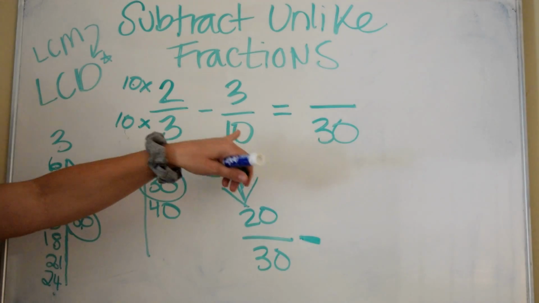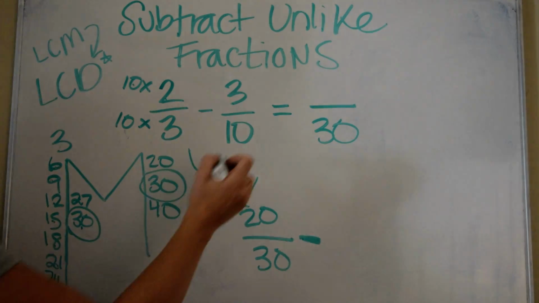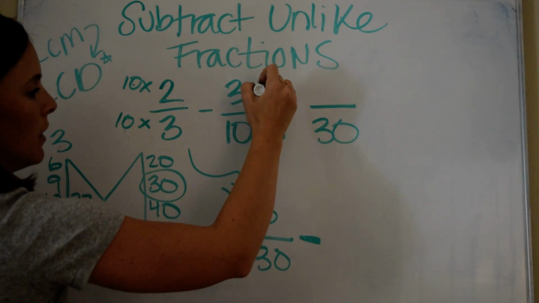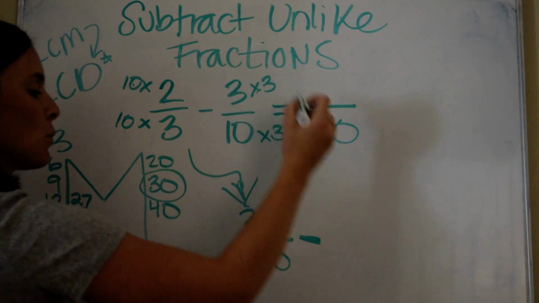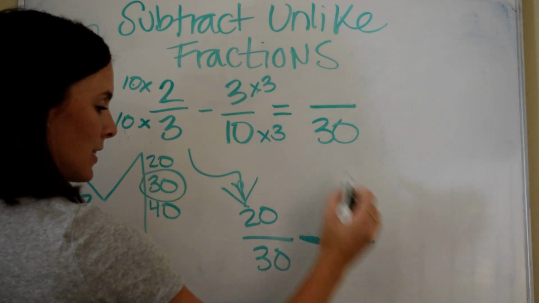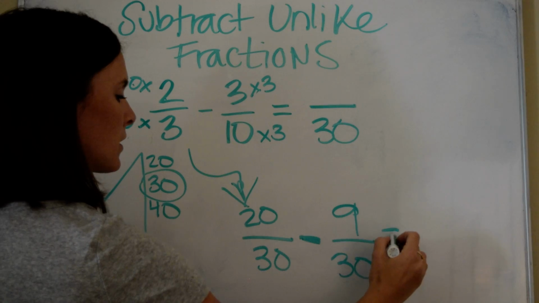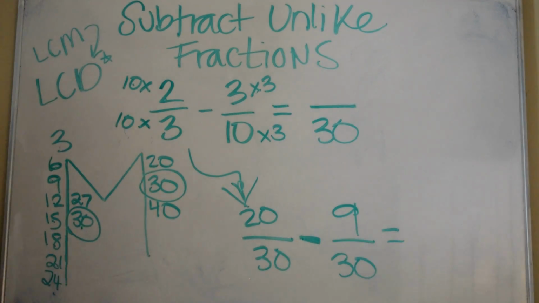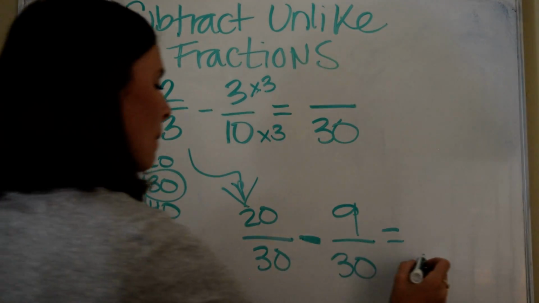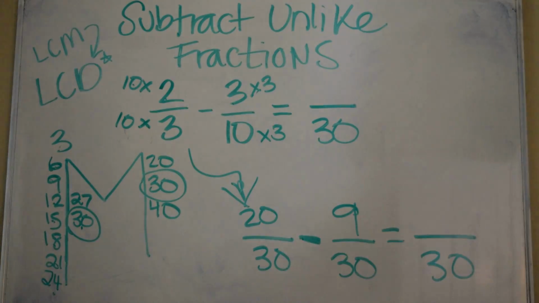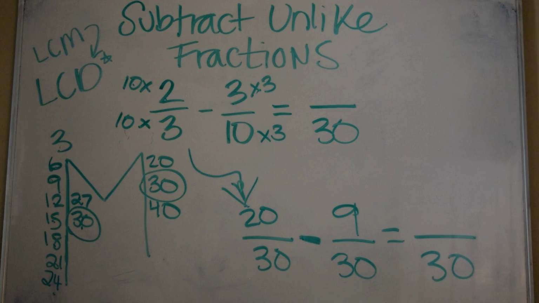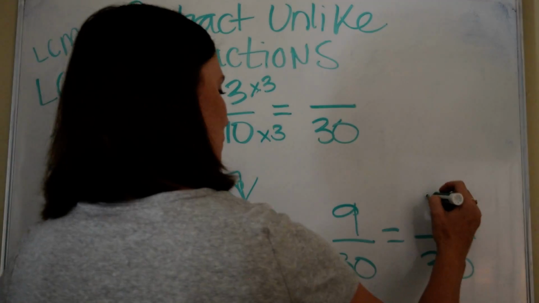Minus, how do I get from a 10 to a 30? I just need to multiply it times 3, which means I multiply the numerator times 3. 3 times 3 gives me a 9. 10 times 3 gives me the 30, which was the least common denominator. Now I can subtract. Bring my 30 over, and now I have 20 minus 9. Well, I know 20 minus 10 gives me 10, so what's 1 less than that? So 20 minus 9 must be 11.